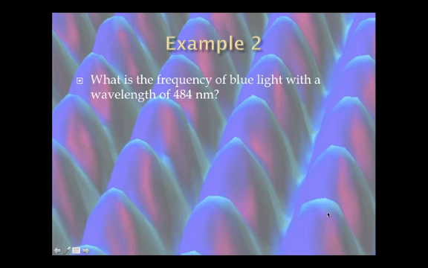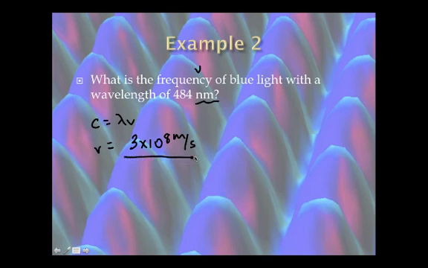Let's do another example. In example 2, now we're trying to find the frequency of blue light that has a wavelength of 484 nanometers. So we're still working with this same equation, but I've got to be careful here because the speed of light is in meters per second, so I can't put nanometers in that same equation. So I'm going to take the speed of light, 3 times 10 to the 8th meters per second, and I need to now divide by the wavelength in meters.